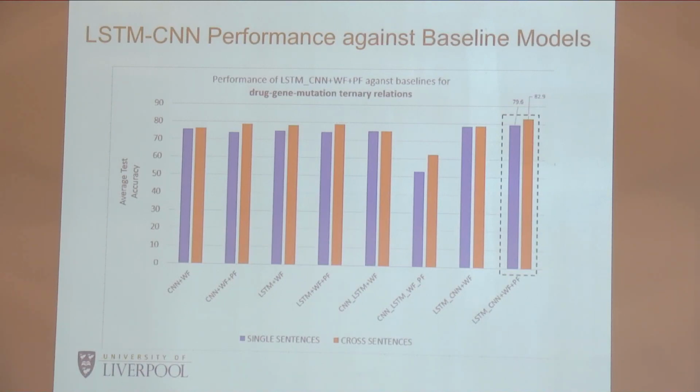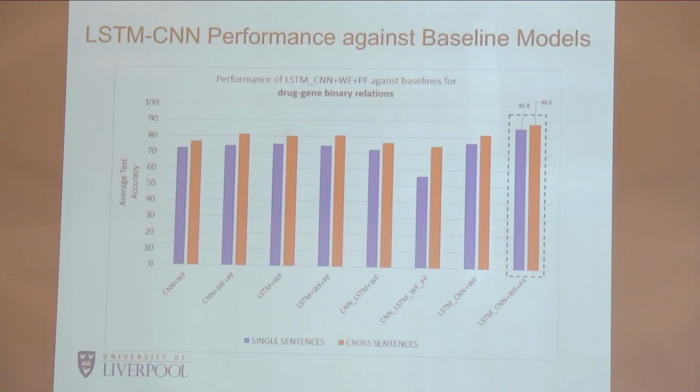The baselines are, for example, that they drop off the positional features, or they swap the order of the networks, and so on and so forth, different baselines here. And again, they show results for a binary relation, also some results for drug-gene binary relations, where we got only two entities. And their method also outperforms other baselines.